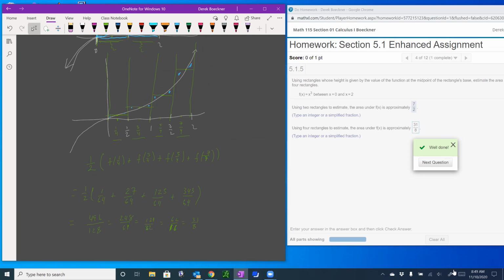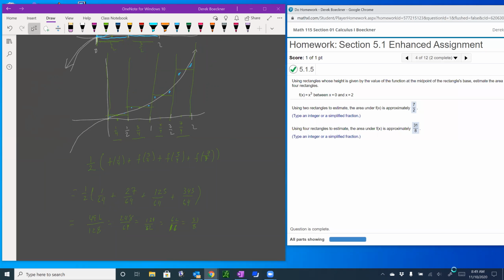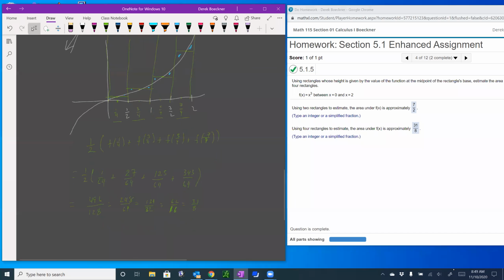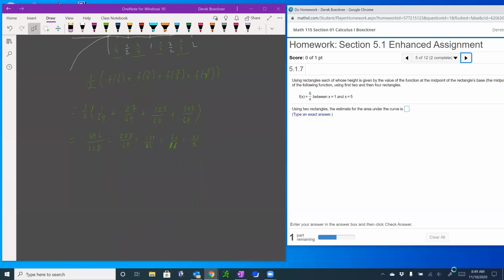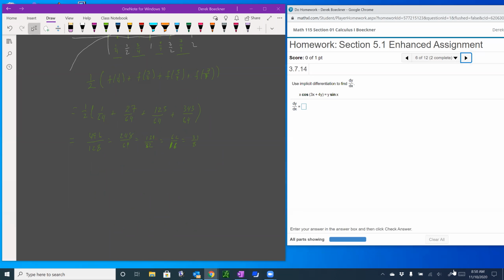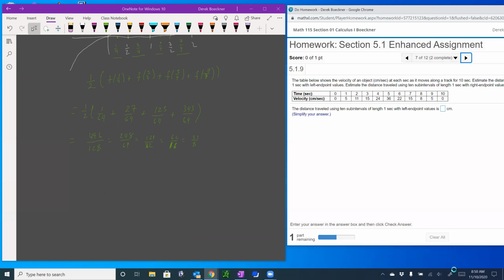Any questions over the midpoint stuff? Okay. Again, a midpoint estimate. This is just a review question, use implicit differentiation.